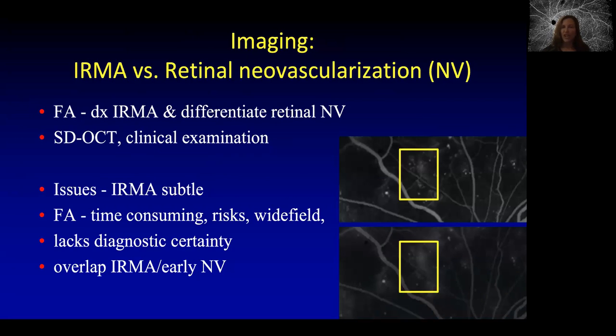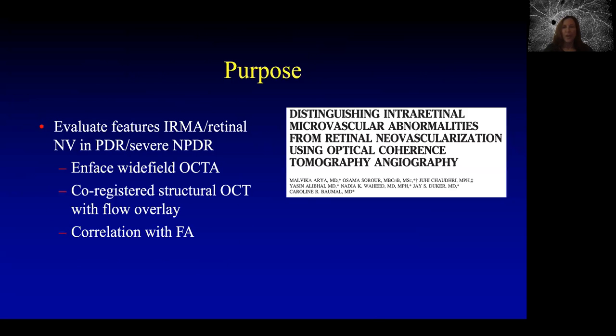Traditionally, fluorescein angiography is performed to characterize IRMA, but there can be some diagnostic uncertainty with fluorescein angiography and overlap with early retinal neovascularization, as in this image where the IRMA shows some subtle leakage. So the purpose of our study was to evaluate the features and characterize IRMA and retinal neovascularization using en-face wide-field OCTA with the co-registered structural OCT with flow overlay and correlate these findings with fluorescein angiography.